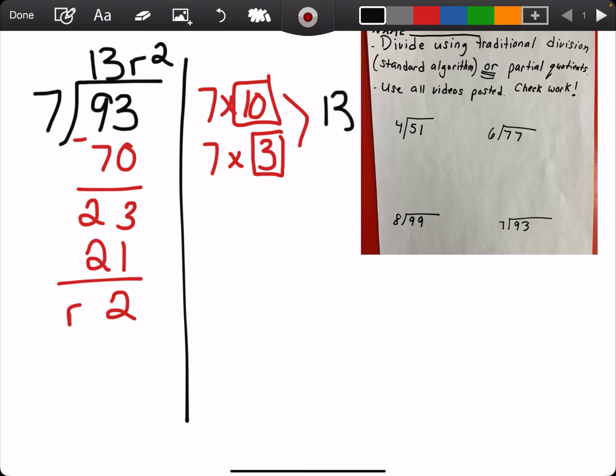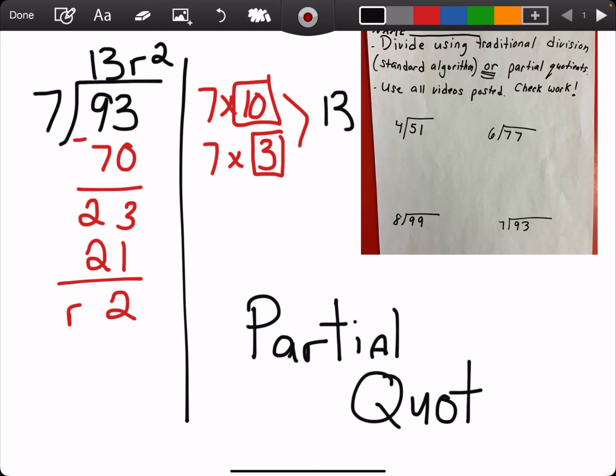And that is how you do partial quotients right here. I should have started off with that. Partial quotients.